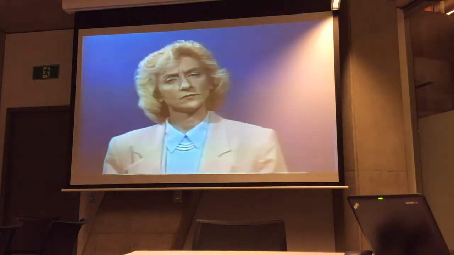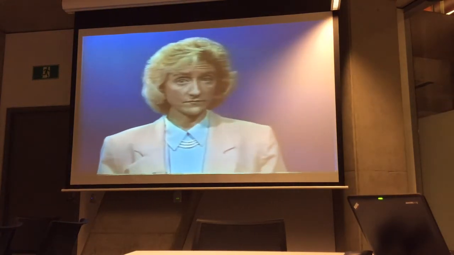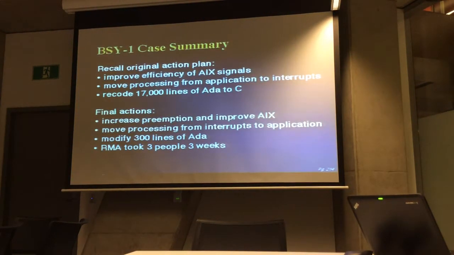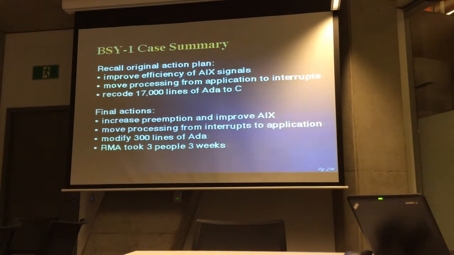Do you remember the original plan? It would have involved rewriting 17,000 lines of Ada into another language. Instead, a few hundred lines of Ada were modified. With your new level of understanding about sources of priority inversion, I'm sure you also can see that besides the time spent in rewriting, testing, and debugging 17,000 lines of Ada, the original plan simply would not have solved the problem.